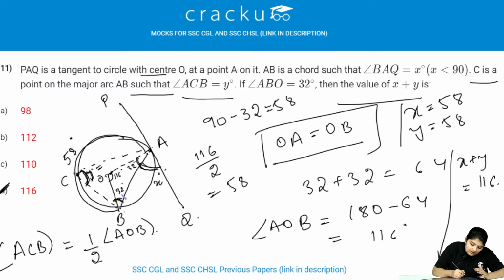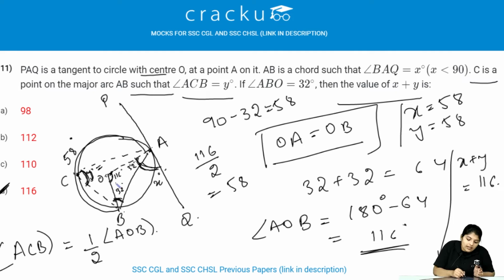Here this angle is 32. OB is the radius and OA is also the radius. Therefore OB is equal to OA. The lengths of OB and OA are the same. This is a triangle. In a triangle, if two sides are the same, the opposite angles are also equal. So this is 32 and this is also 32. In a triangle, the sum of the angles is 180 degrees. So we know the other two angles, and we can find this angle AOB as 116.